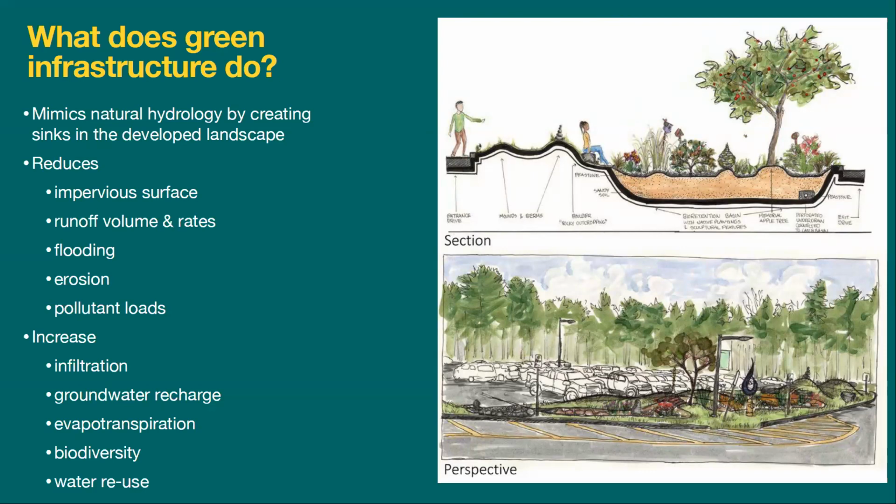So it reduces impervious surface, it can reduce runoff volume and rates, flooding, erosion, and all the pollutant loads we're seeing in lakes, and it increases infiltration, water soaking into the ground. It helps to recharge our groundwater. Because we're seeing so much more runoff, our groundwater levels can sometimes get pretty low. And so we want to recharge that groundwater, which eventually turns into the drinking water we pump up from our wells. And then it also increases evapotranspiration, biodiversity, and sometimes water reuse as well.